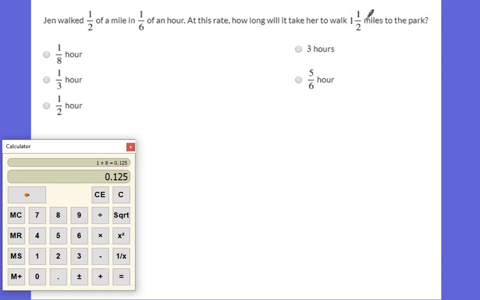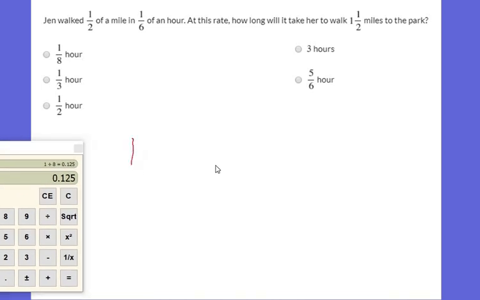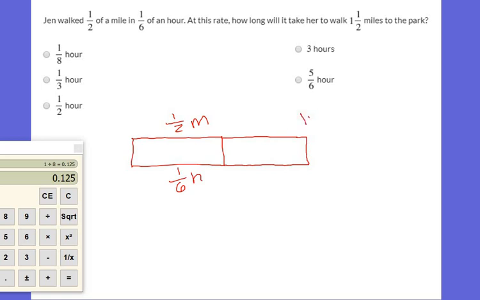So I'm going to do some little tricks so I don't have to work so hard with these fractions. So what I'm going to do is I know how to make a double line graph, I know that 1/2 of a mile took her 1/6 of an hour. She needs to walk a total of 1.5 miles. Well, if I add another half to that, she's at 1 mile. If I add another half to that, she's at 1.5 miles.